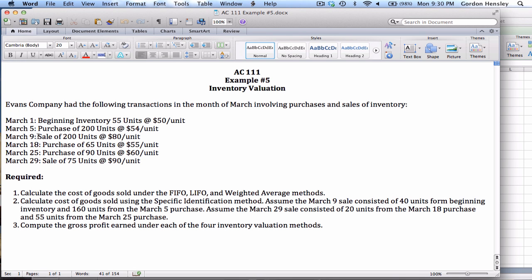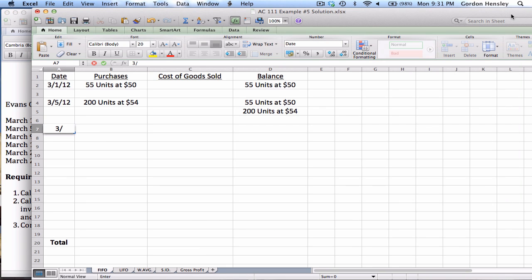Then on March the 9th, here's our first sale. A sale of 200 units at $80 per unit. Now, that $80, that's actually the retail price. I'm going to need to know that price later on when I do part 3, but for now, I'm not going to use that price. Right now, I'm trying to figure out the cost. So all I really know is that on March the 9th, I sold 200 units. Nothing under purchases, but I am going to have something under cost of goods sold.